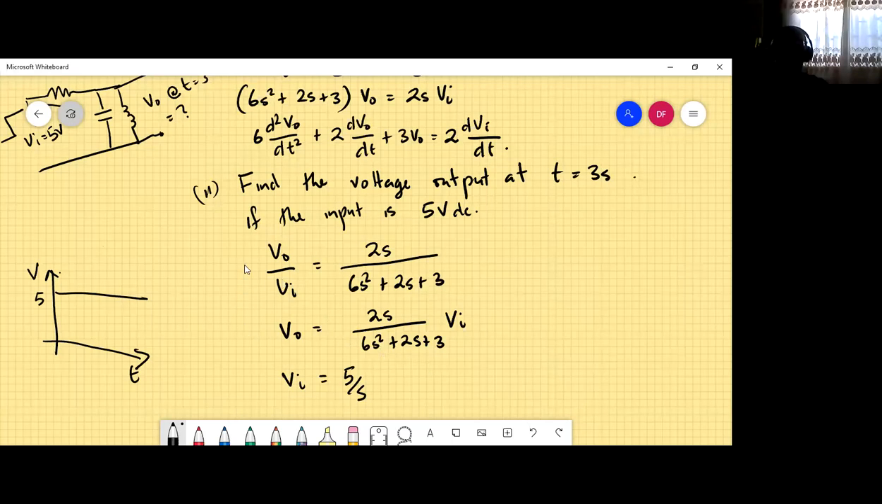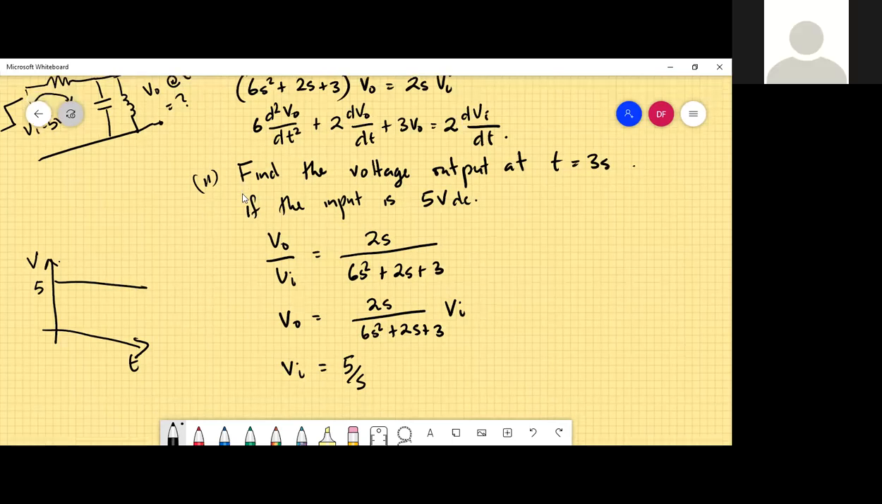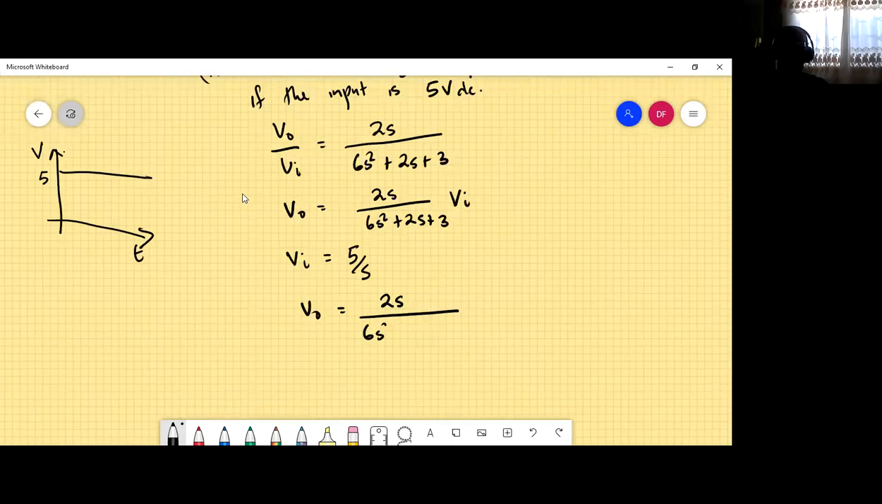So now we replace, so now we have V out is equal to 2s over 6s squared plus 2s plus 3 times 5 over S. So this is going to be 10 over 6s squared plus 2s plus 3. That's what V out is equal to.